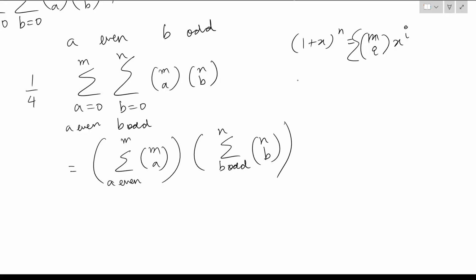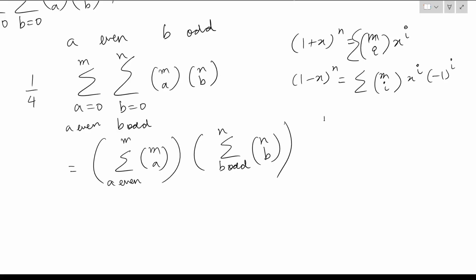And the way to do that is by replacing x with minus x. So if we instead look at (1 minus x) to the n, that's m choose i times x to the i times minus 1 to the i. And this minus 1 to the i is going to be minus 1 when i is odd and 1 when i is even. So if we were to add these up, that would give us a contribution if and only if i were even.